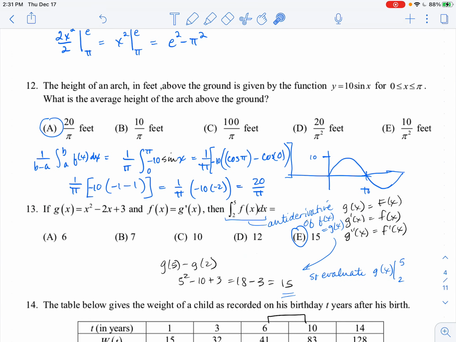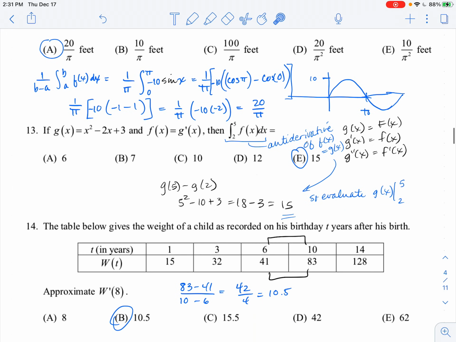In number 12, the height of an arch in feet above the ground is given by the function y equals 10 sine x, between x's between 0 and pi. What is the average height? So we're looking at another average height over this interval, so it's going to be 1 over b minus a, or 1 over pi minus 0, of the integral from 0 to pi of 10 sine x. If we antidifferentiate and then evaluate from pi to 0, and then multiply by that 1 over pi, we should get 20 over pi.